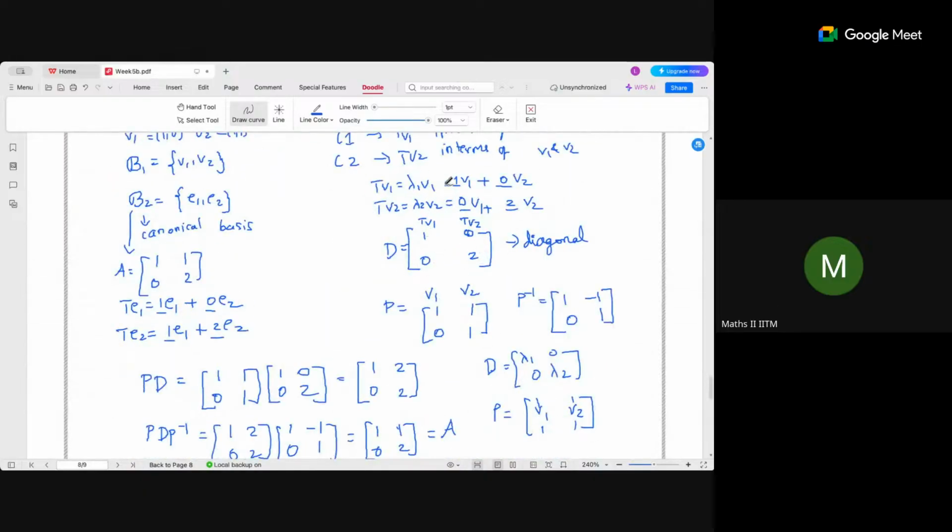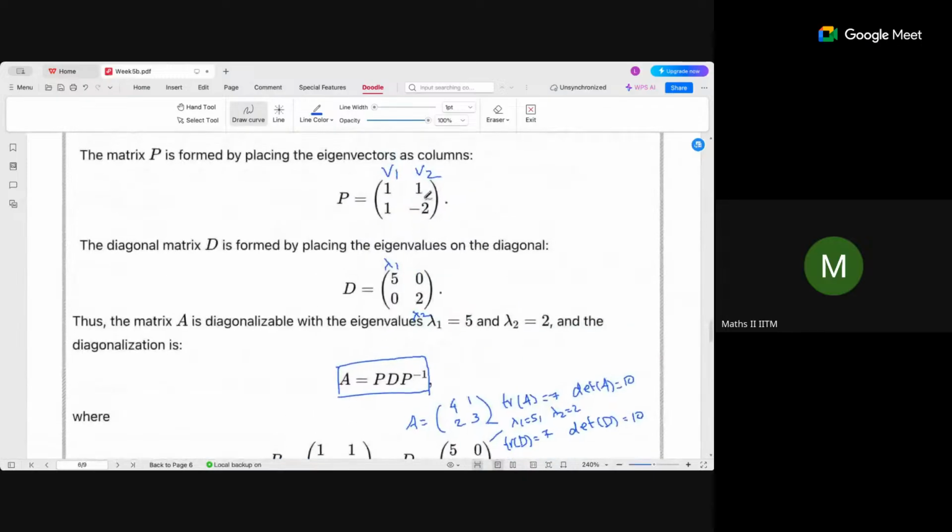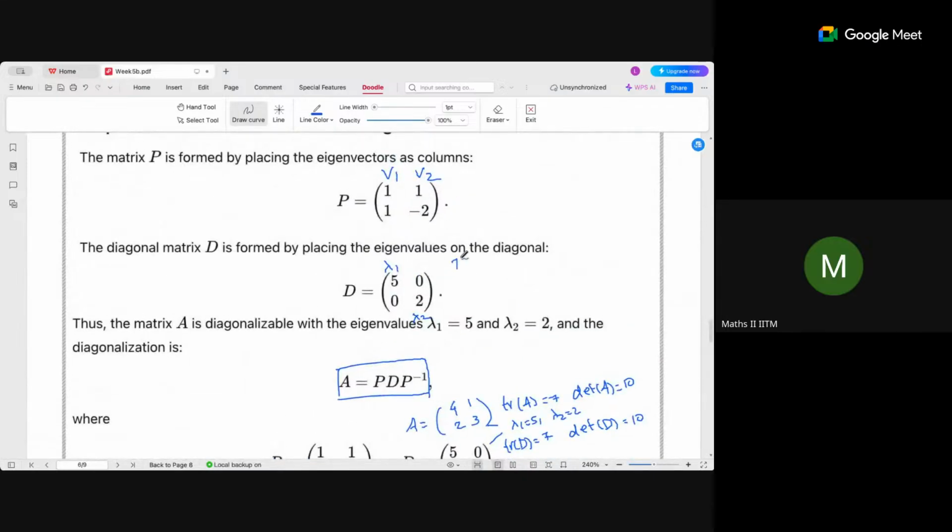See, this is a general scenario, right? If I write it as lambda 1 v1, then this is how you automatically get it. You always have T v1 equal to lambda 1 v1, and T v2 equal to lambda 2 v2. Whenever you have distinct eigenvalues with linearly independent eigenvectors, you have this condition. Now this I can write as lambda 1 v1 plus 0 v2, and this as 0 v1 plus lambda 2 v2. So the matrix is, for the coordinates of T v1 with respect to v1 v2, lambda 1, 0, and for T v2, 0, lambda 2. That's all.